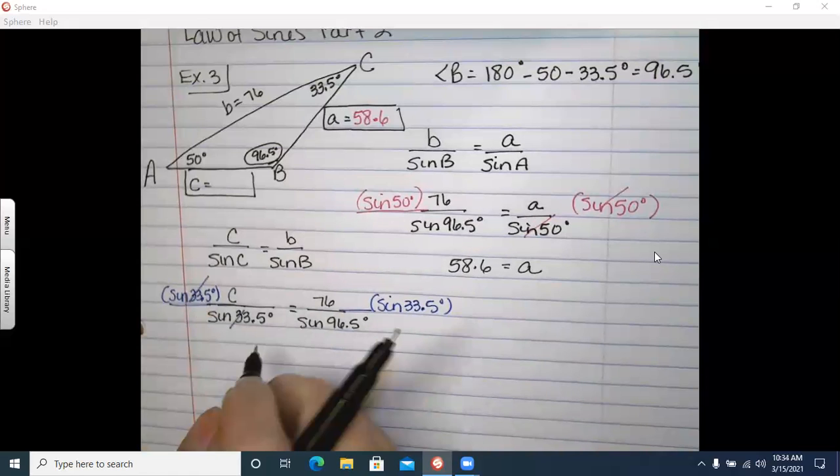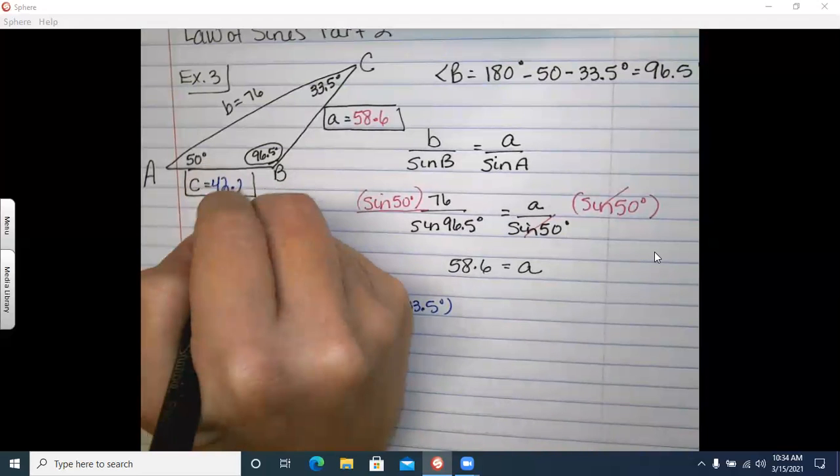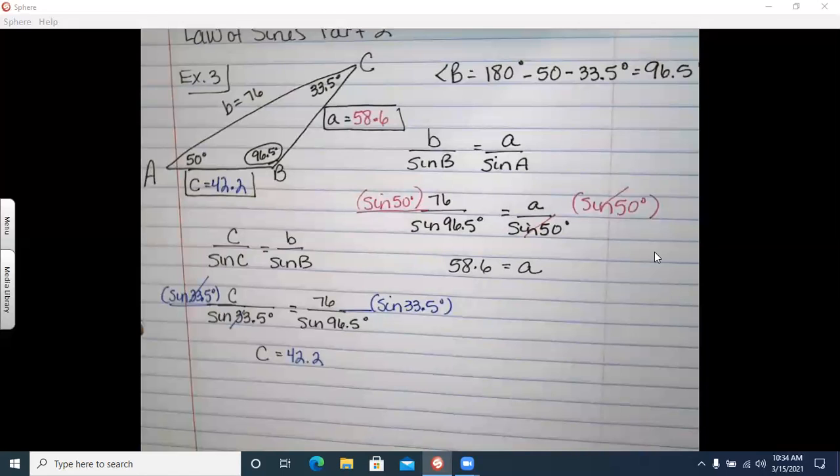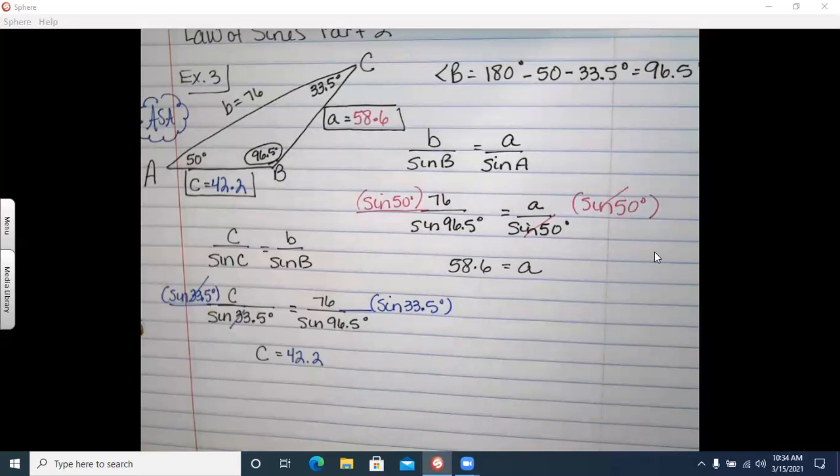You'll tell me what you get. Round to the nearest tenths place. 42.2, that's what I got as well. So leg C is 42.2. Boom. So what we were given on this one was an angle, side, angle. Any questions on that one?